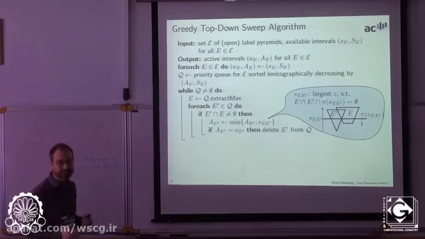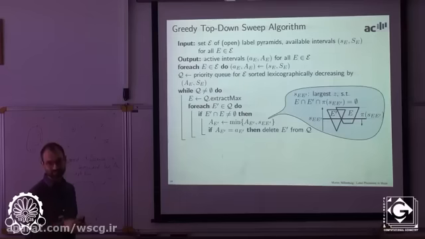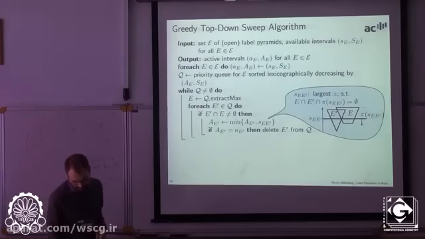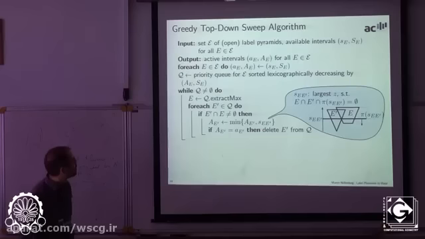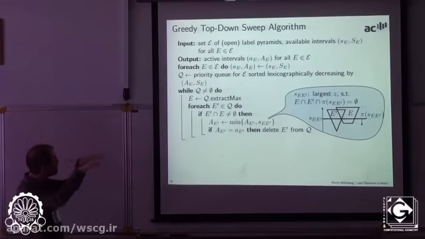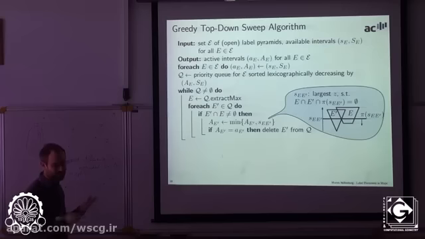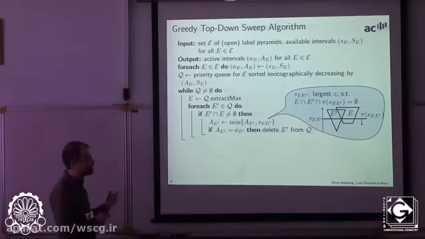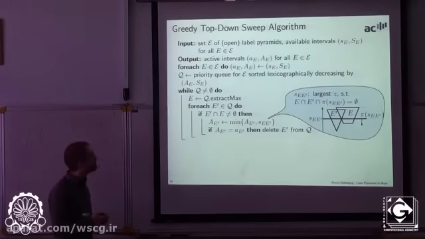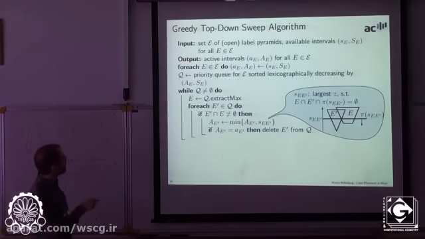So we know it's hard. What we can do is try to achieve some approximation algorithms. And the one that I want to show here is basically a very simple idea to greedily top-down sweep over this 3D model and assign some active ranges to the labels, and then we can see how much of the quality we achieve here. So our input is a set of open label pyramids. For each of them we know their available ranges, and what we want to compute is active ranges for all of those possible labels.